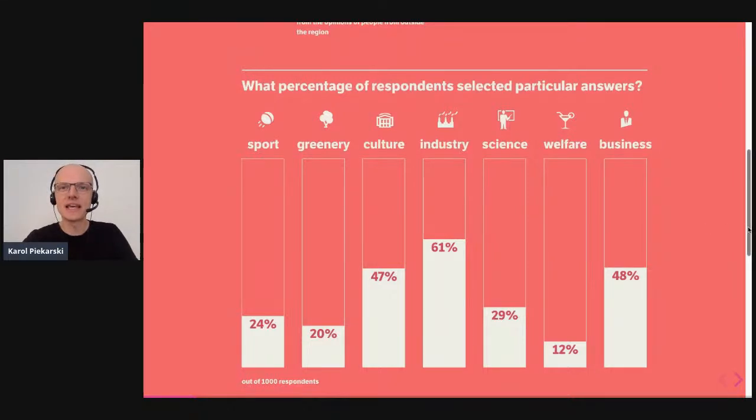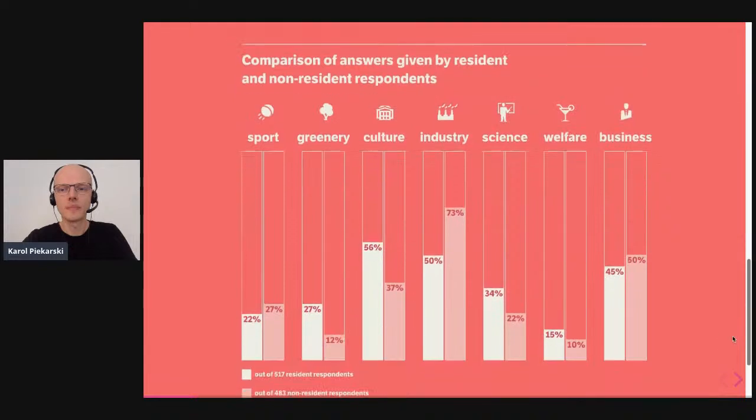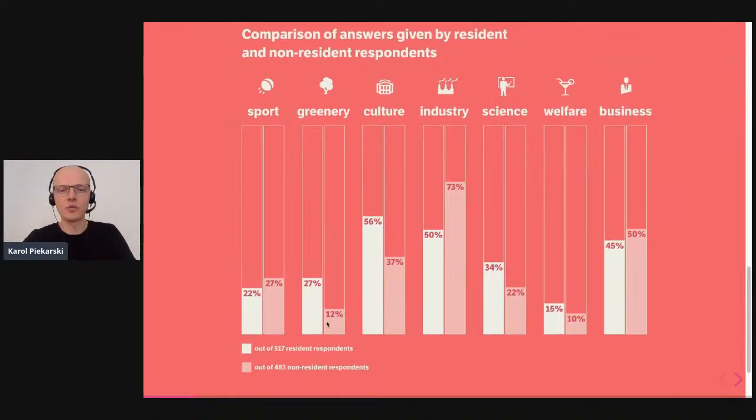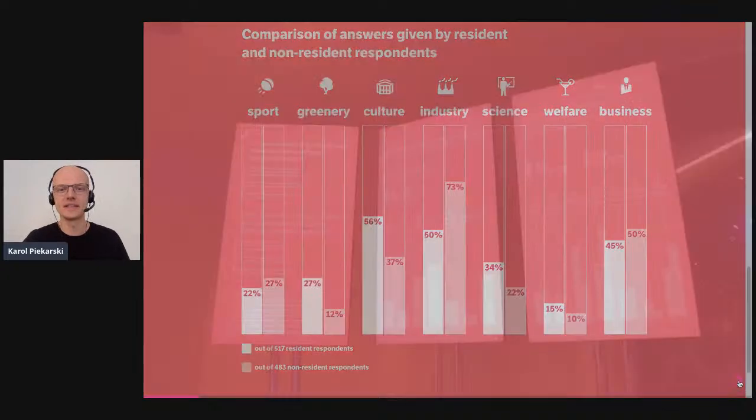But if you looked at the same results for how people living in Katowice responded, you could see a huge difference here. Look, among people from Katowice and the area, just half of them responded that industry is our thing, compared to 73% from outside. But people mostly recognized the city of Katowice with culture, science, and also greenery to some extent. So we could see some kind of disparity between how we are perceived from outside and what we think about ourselves, as inhabitants.